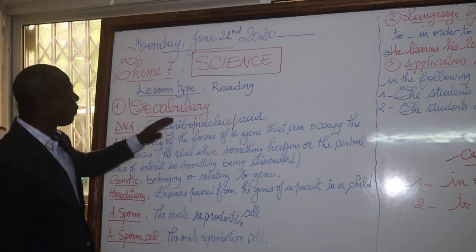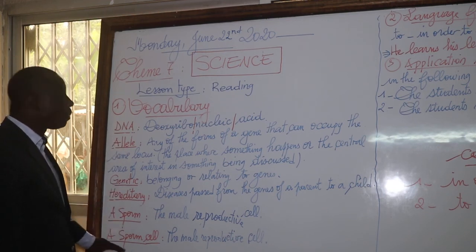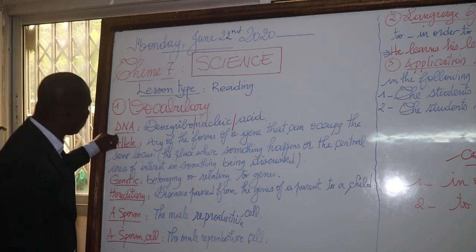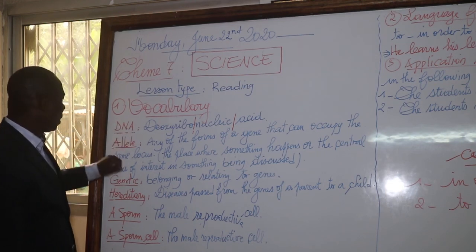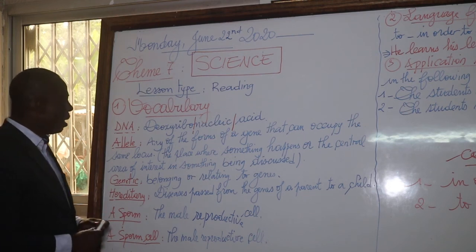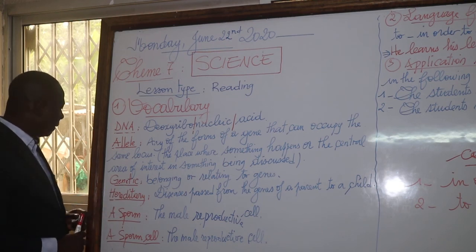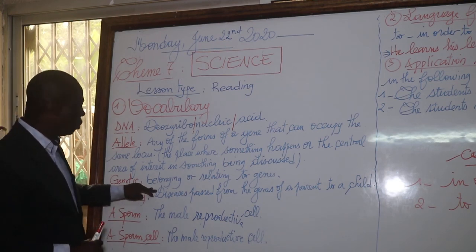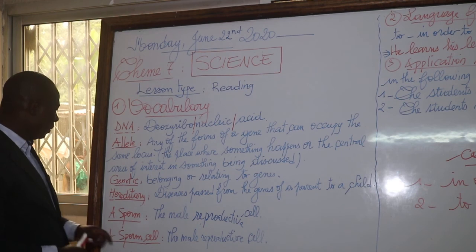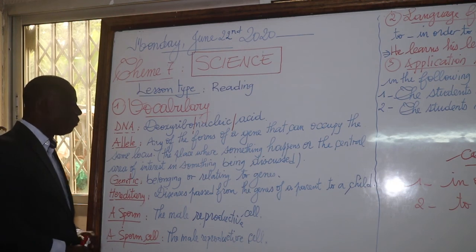Let me return to our vocabulary lesson. DNA, allele, genetics, hereditary, sperm cells. DNA, the D means deoxyribo, N, nucleic, and acid. Allele, any of the forms of a gene that can occupy the same locus, the place where something happens or the central area of interest in something being discussed. Genetics, belonging or relating to genes. Hereditary, disease passed from a gene of a parent to a child. Sperm, the male reproductive cells, and a sperm cell, the male reproductive cell.